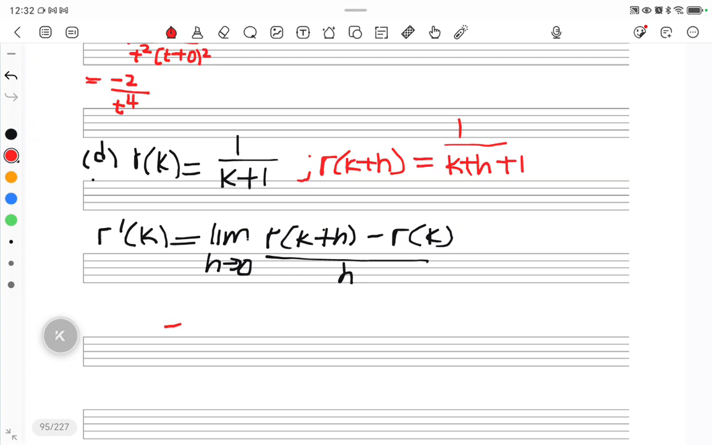And then now we can come and directly substitute here. So r of k plus h is 1 over k plus h plus 1 minus, we know what is r of k, right? R of k is 1 over k plus 1. We divide by h.